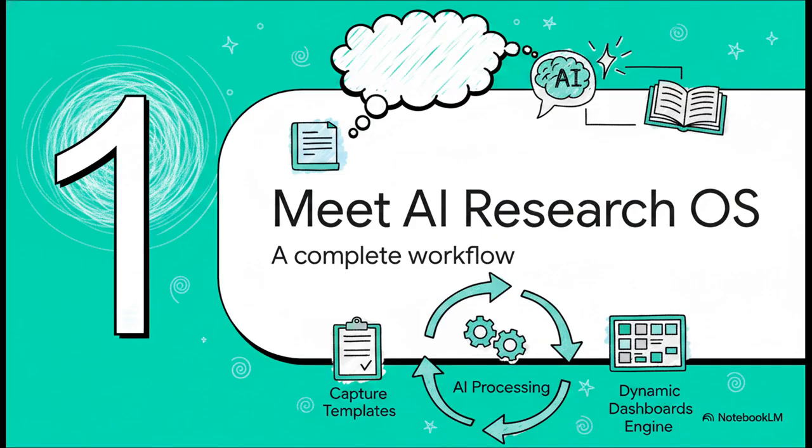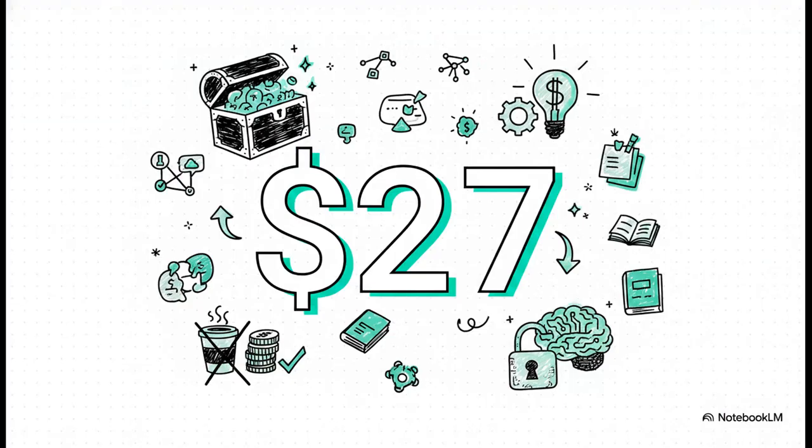Section 1, Meet AI Research OS, a complete workflow system by Roca Capital. Now, usually when we talk about complete end-to-end workflow systems or professional-grade productivity ecosystems, they come with really hefty monthly subscription fees. But the source highlights a totally different approach here. $27. Yep, it's a simple, straightforward one-time purchase to unlock an entire operational infrastructure for your vault. Literally, for the cost of a couple of fancy coffees, you get smart capture templates, AI-powered processing, and a dedicated synthesis engine with zero recurring fees.